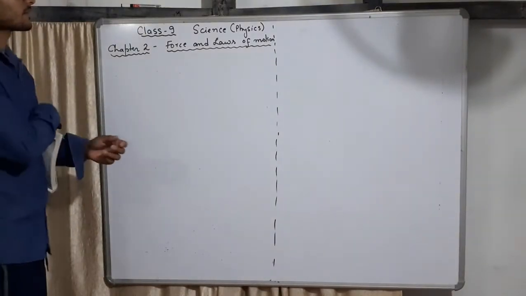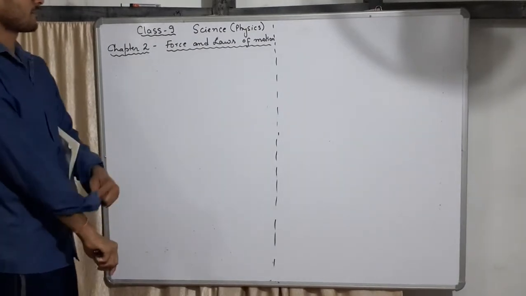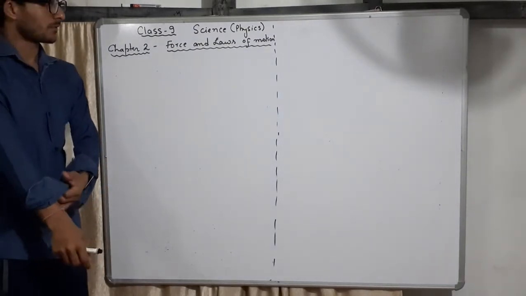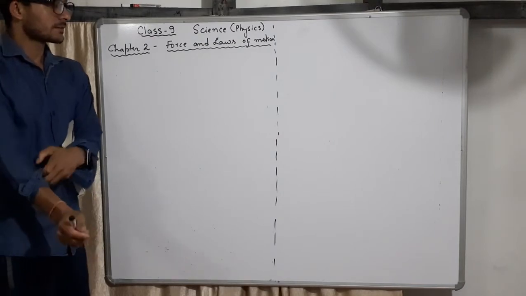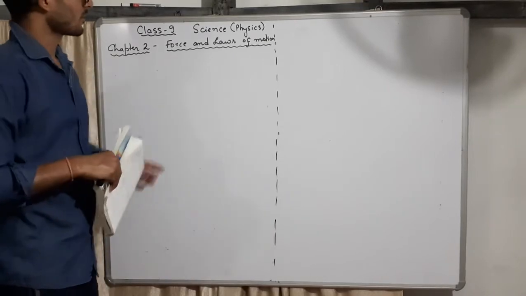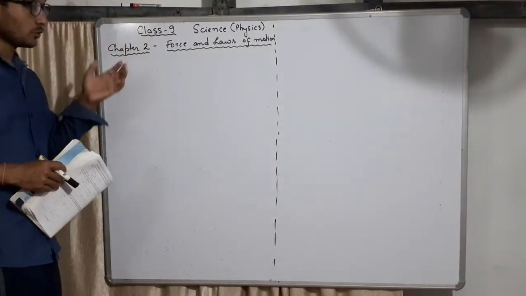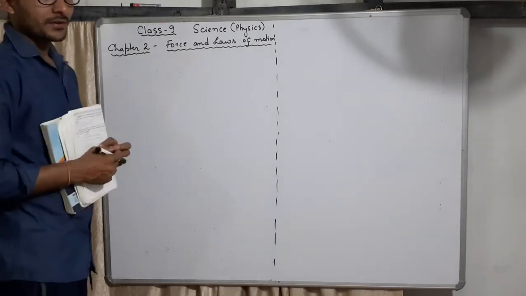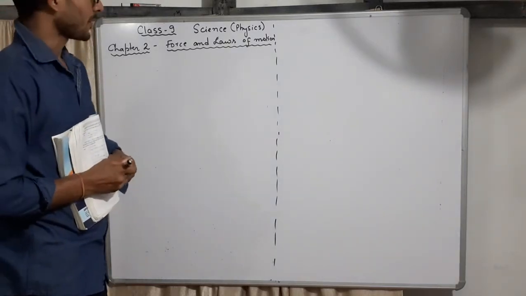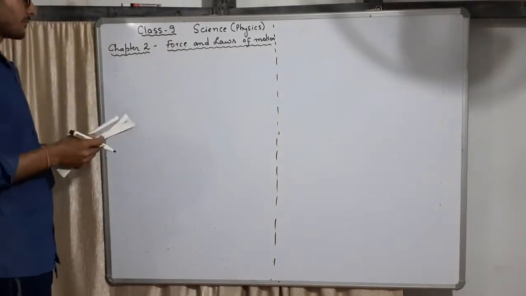These class 9 classes are on force and laws of motion. We have some videos already uploaded. We started like this: we did force, after that the first law of motion, the second law of motion, their applications, and then the numericals also. After that we remain with the third law that we are going to do now. Of course, this is the name of the chapter in NCERT, chapter 2, science.